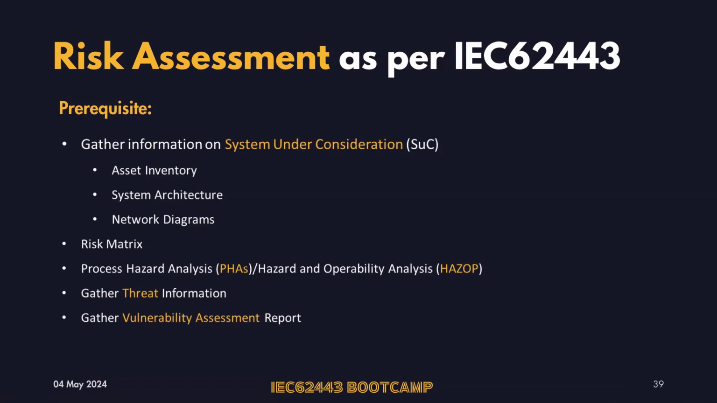These are the prerequisites: first gather information about the system under consideration, and then you have to have the risk matrix at any cost. If not, then maybe you have to create your own risk matrix, and also take the inputs from the process hazard analysis, which will be very crucial, because these are also part of risk assessment for the safety functionalities. And then gather threat and vulnerability information.